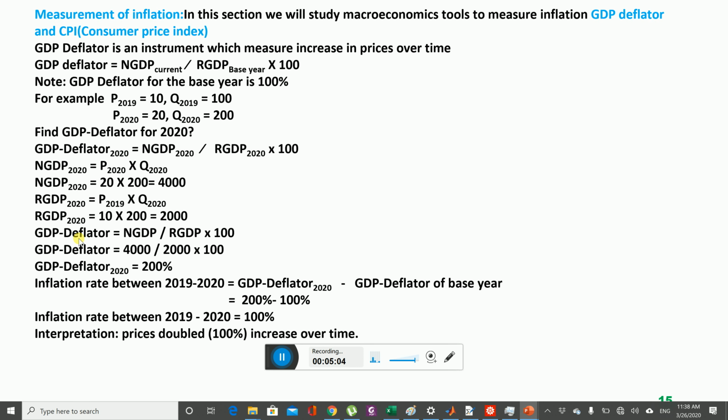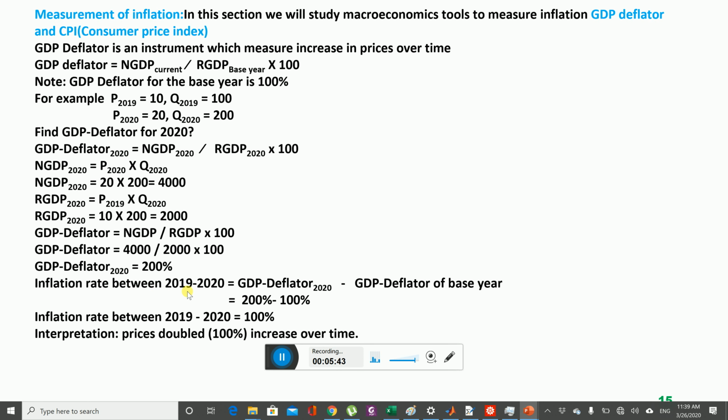Now we put in the GDP deflator: nominal GDP divided by real GDP multiplied by 100. We put in the values and calculate a GDP deflator of 200%. So 200% is the price level in 2020. Now to calculate the inflation rate between the two years, from 2019 to 2020, we subtract the 100% of 2019 from the 200% of 2020. So we find the inflation rate in the economy between the two years 2019 and 2020.